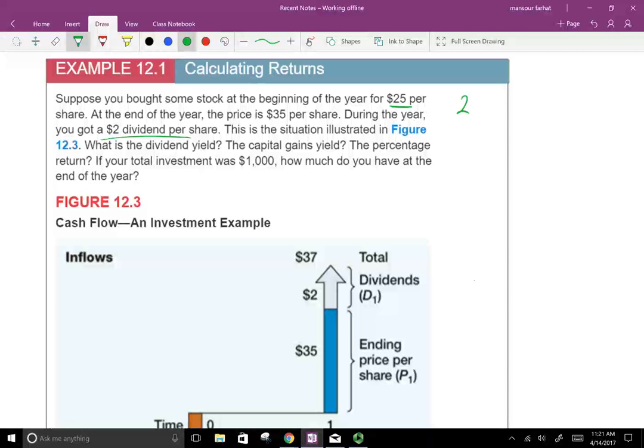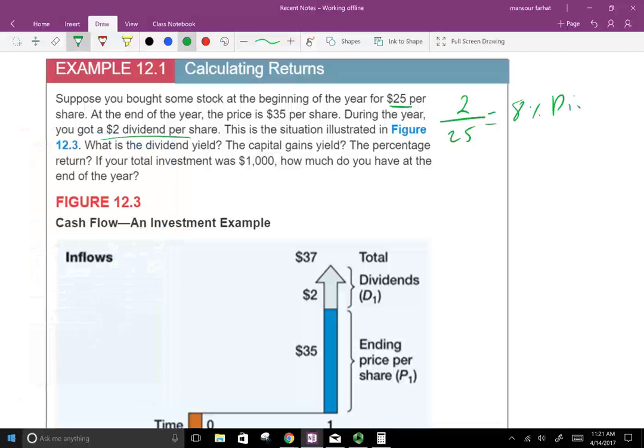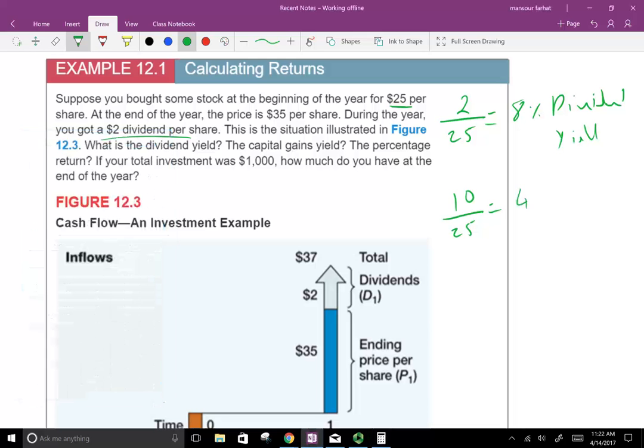So the dividend is $2. You bought it at $25. So that's going to give you your dividend yield. So you invested $25, and as a return, you got $2. So your dividend yield, this is called dividend yield, is 8%. Also, the stock, remember, went from 25 up to 35. So the stock price went up $10. So if you take $10 divided by 25, 10 divided by 25, that's 40%. That's capital gain. Capital gain. Okay.